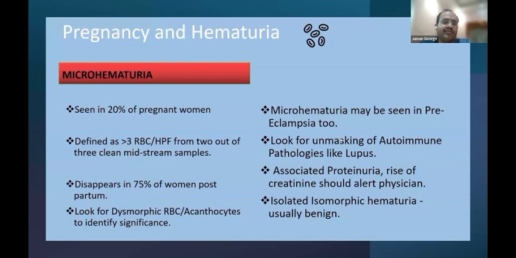So, hematuria is seen in about 20% of pregnant women. It disappears in 75% of women postpartum. Look for dysmorphic RBCs, acanthocytes, to see if the origin is glomerular. Microhematuria may be seen in preeclampsia too. And many of the times there can be unmasking of autoimmune conditions like lupus in pregnancy. Look for associated proteinuria. Look for isolated isomorphic hematuria. If it is present, it is mostly benign.